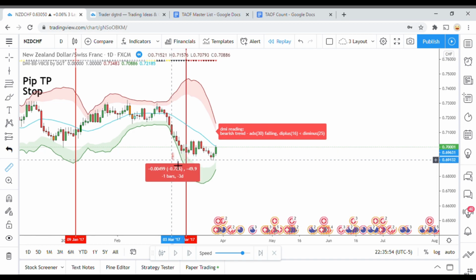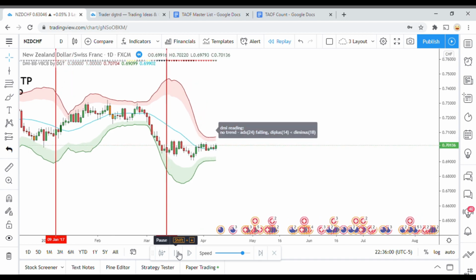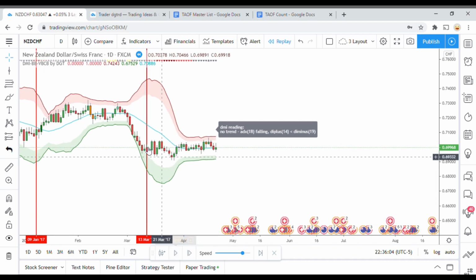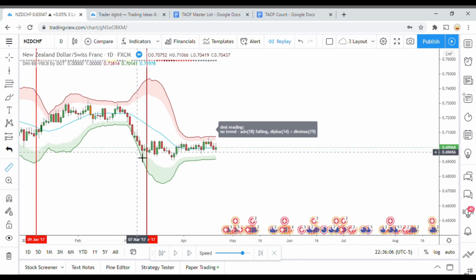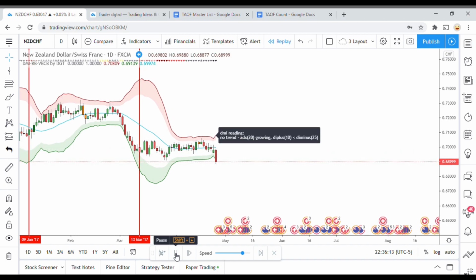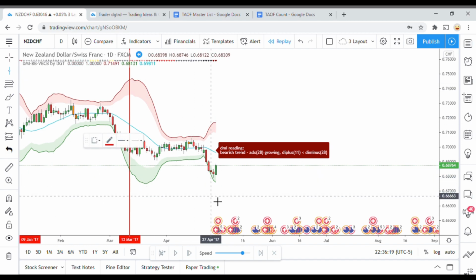Let's check it there. Nope. Still no take profit and still no stop. Just hovering right in the middle of those two areas. That might have finally stopped us out. Yeah, right there on that one. So another trade, and unfortunately a losing trade at that.